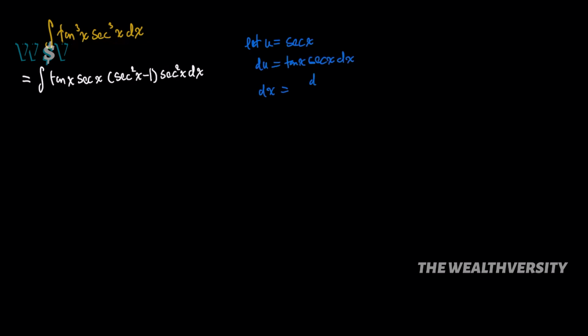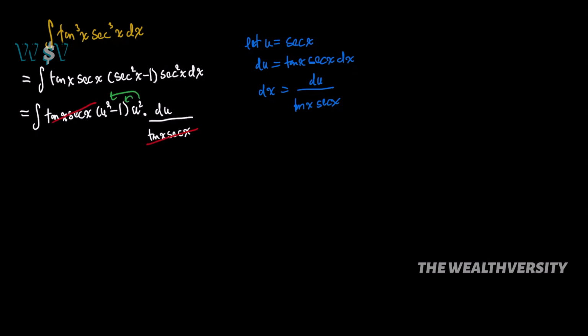We will break tan x cubed into tan x and tan x squared, which will equal secant x squared minus 1, and break secant x cubed into secant x and secant x squared. This way, when u is equal to secant x and du is equal to tan x secant x, the tan x secant x will be cancelled.